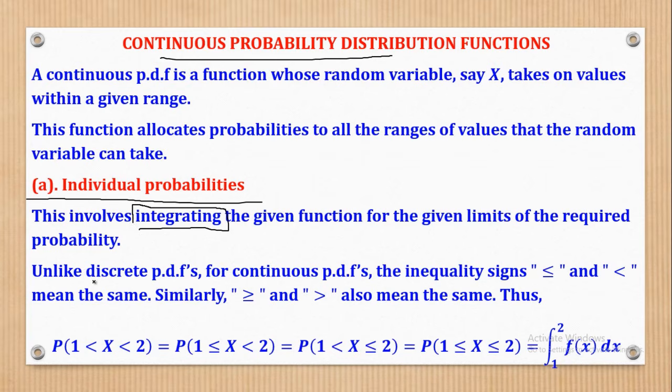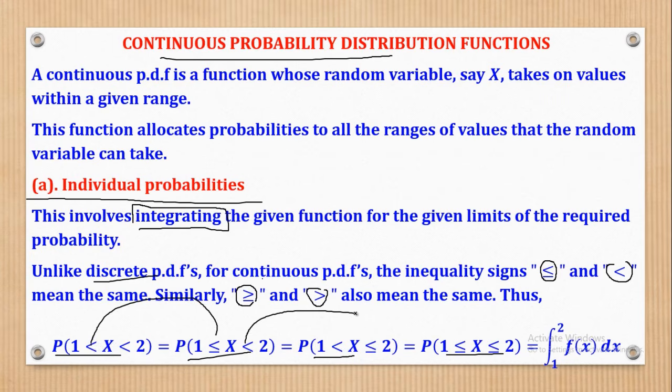Also remember that unlike for discrete, for continuous these symbols mean the same. The symbol for less than or equal to and the symbol for less than mean the same, and greater than or equal to and greater than also mean the same. All these probabilities mean the same irrespective of the inequalities. For example, x greater than 1 and x greater than or equal to 1 mean the same, and x less than 2 and x less than or equal to 2 mean the same, because it is under continuous PDF. And like we said, they are got by integration.